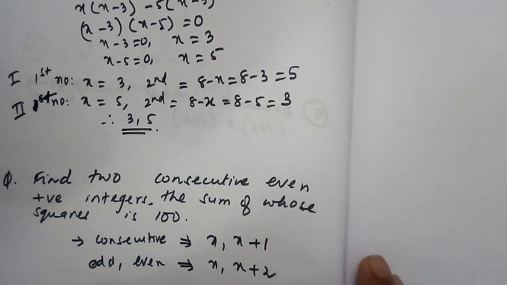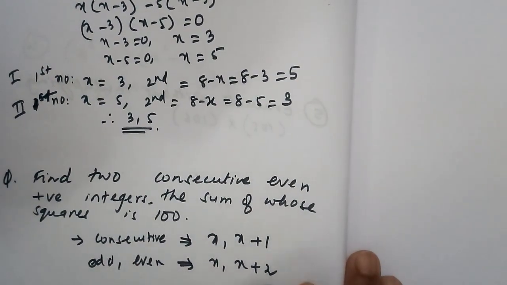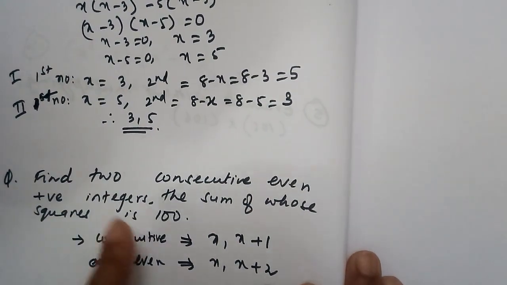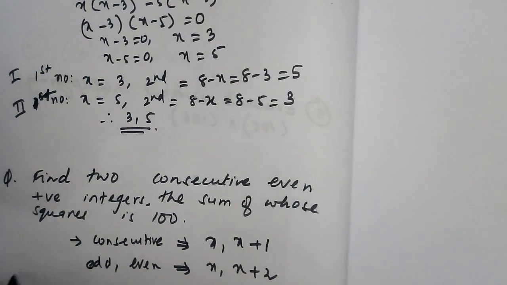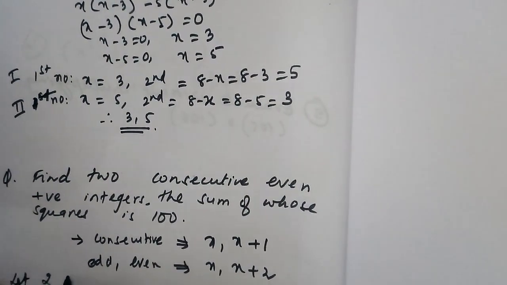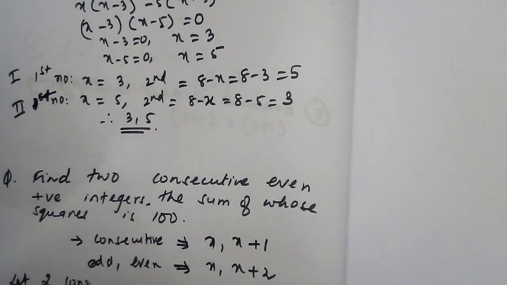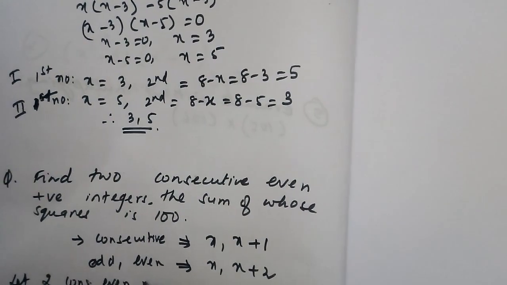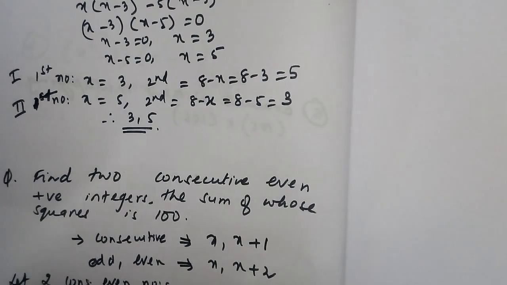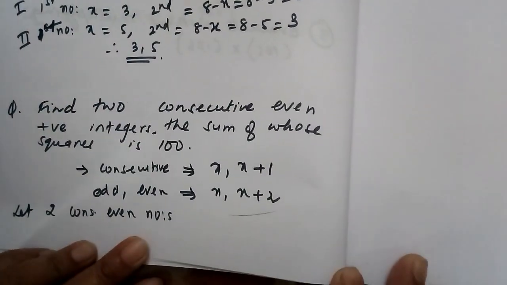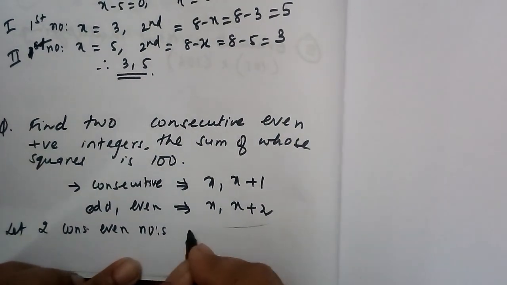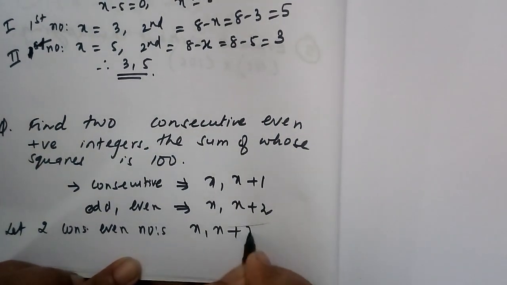So in this question, now you're given two consecutive even positive integers. So I'll take let the numbers be two consecutive even numbers. I take them as x and x plus 2.